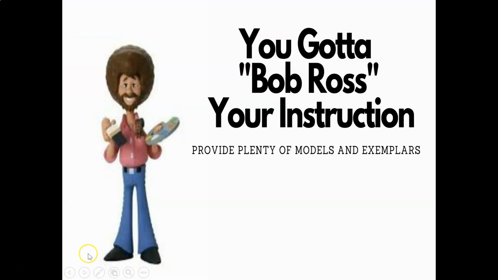First thing I want to mention, though, before we get into the actual writing workshop is this. I always say to teachers when I work with them, you got to Bob Ross your instruction. There's a fundamental difference between the assigning of teaching and the direct, explicit teaching of it. So I always tell my teachers, get to the proverbial canvas and easel and paint with your students. Show them how to do this.